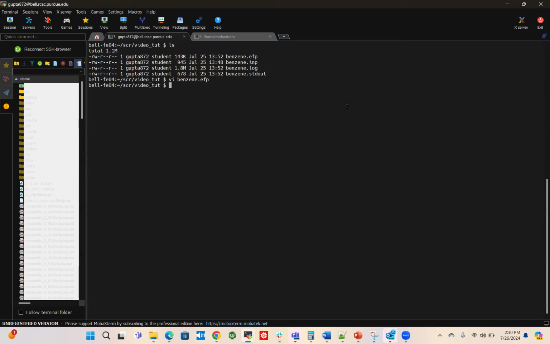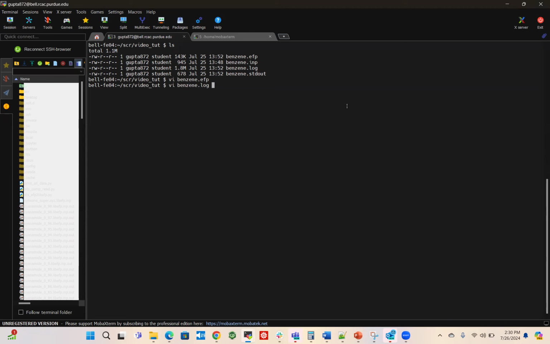So after our job is complete, we want to check if it has been terminated normally or if there are any anomalies in the file. That would indicate that there is either something wrong with the geometry or with the input file itself. So what we do is we first look at the log file.